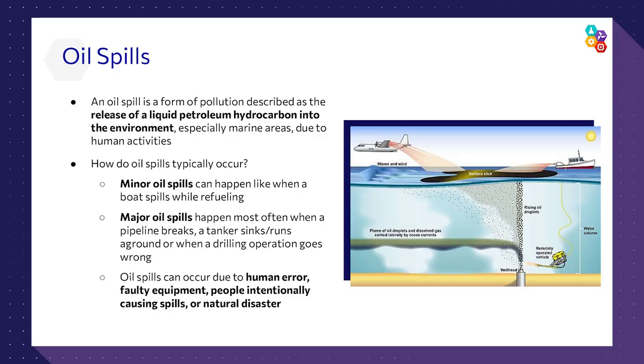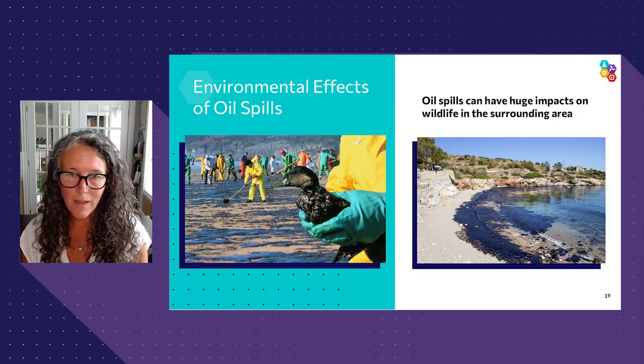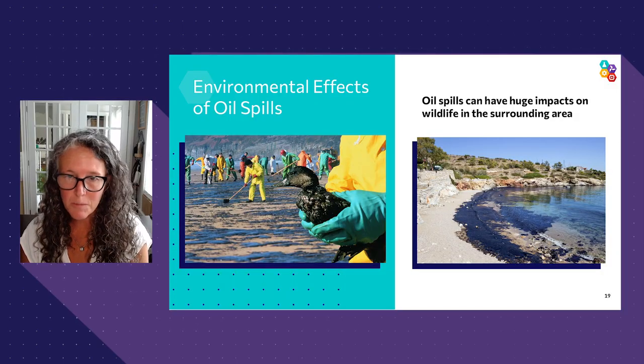So an oil spill can be a minor spill, where maybe it's just from a boat that's leaking, or maybe it's a major one from a major pipe break. So we want you to think about this and what are some of the impacts that you might start to see from an oil spill. We have wildlife and we have fish. We talked about the food chain.